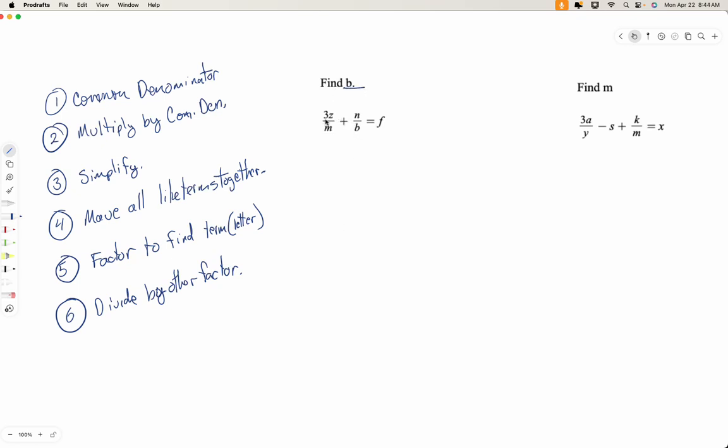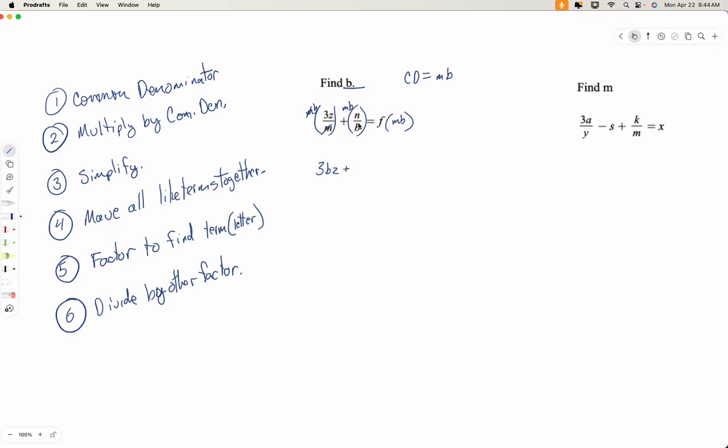So our first step is to find a common denominator, and our two denominators are m and b. So that is what our common denominator is. It's mb. So that's what we're going to multiply. That's our step 2, multiply by the common denominator. So I'm going to say mb times this, and mb times this, and this is going to be times mb also. So when I multiply mb times this, the m's cancel. So I get 3bz if I write the variables in alphabetical order.